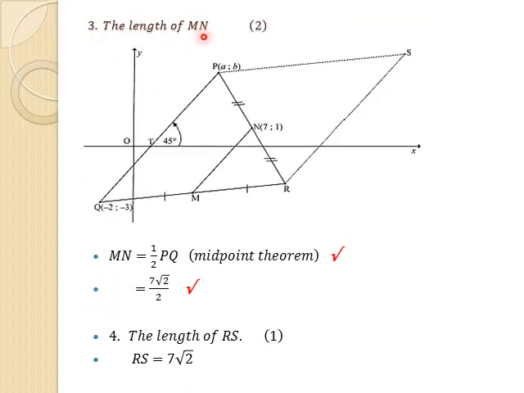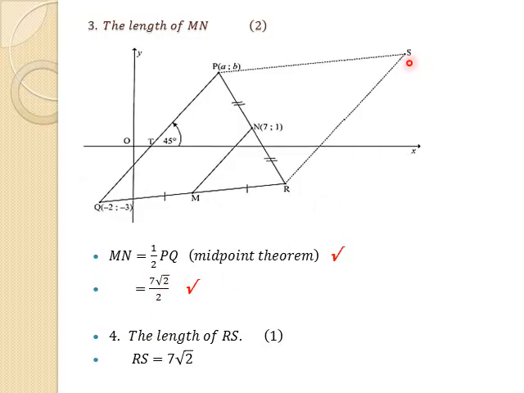Now they want the length of MN. As I said, those two lines are parallel due to the midpoint theorem. MN equals half the length of PQ. My reason, midpoint theorem, 1 mark. PQ is 7√2. Half of that means I simply divide by 2.